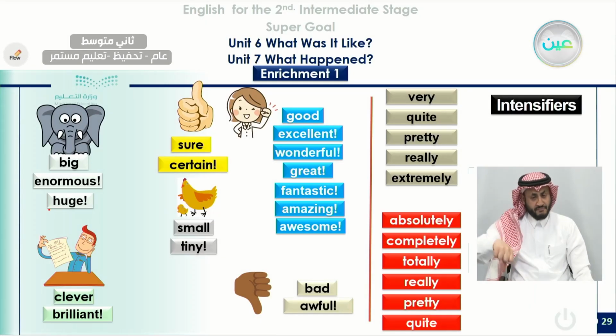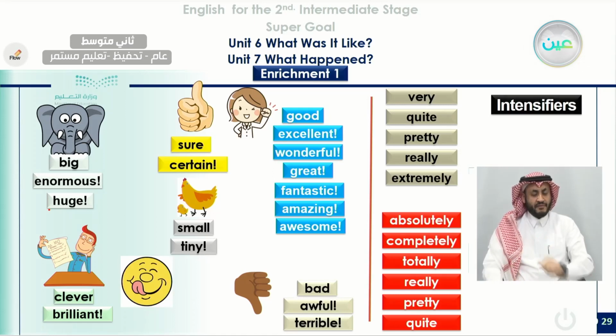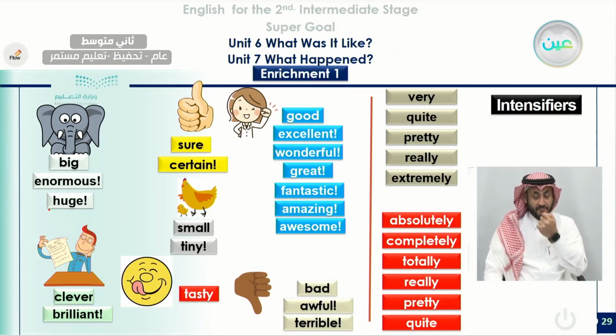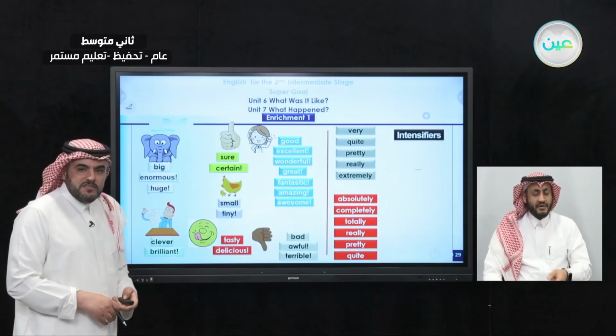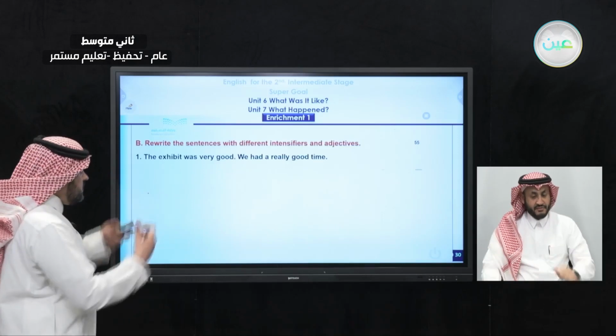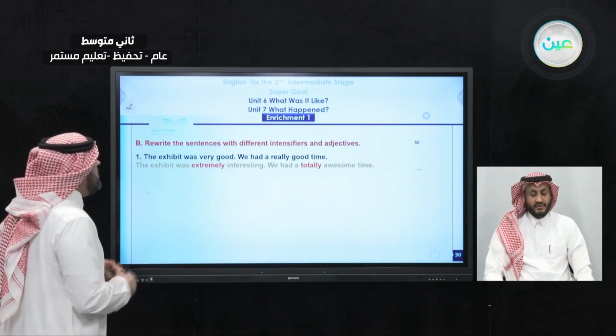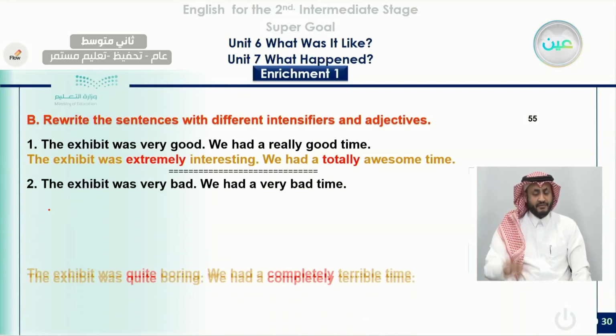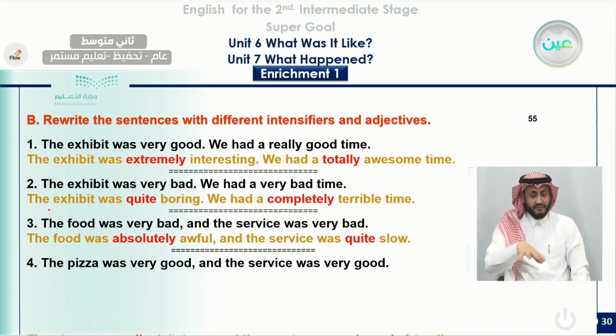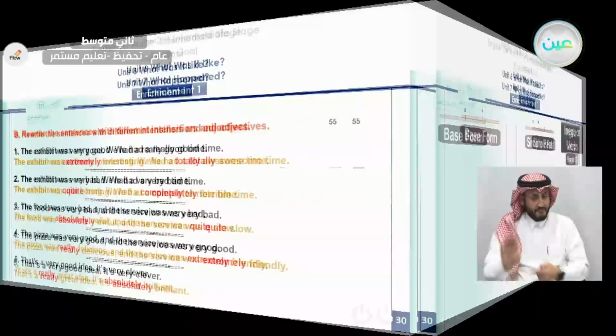Bad, you can say he's very bad, or it is very bad, and you can say it is awful, or you can say also terrible. When you talk about the food, you can say it is tasty, or you can say very tasty. But if you like it a lot, you can say it is delicious. Okay? And also on page 55, you can apply what you learned on this exercise. It is exercise B on page 55.